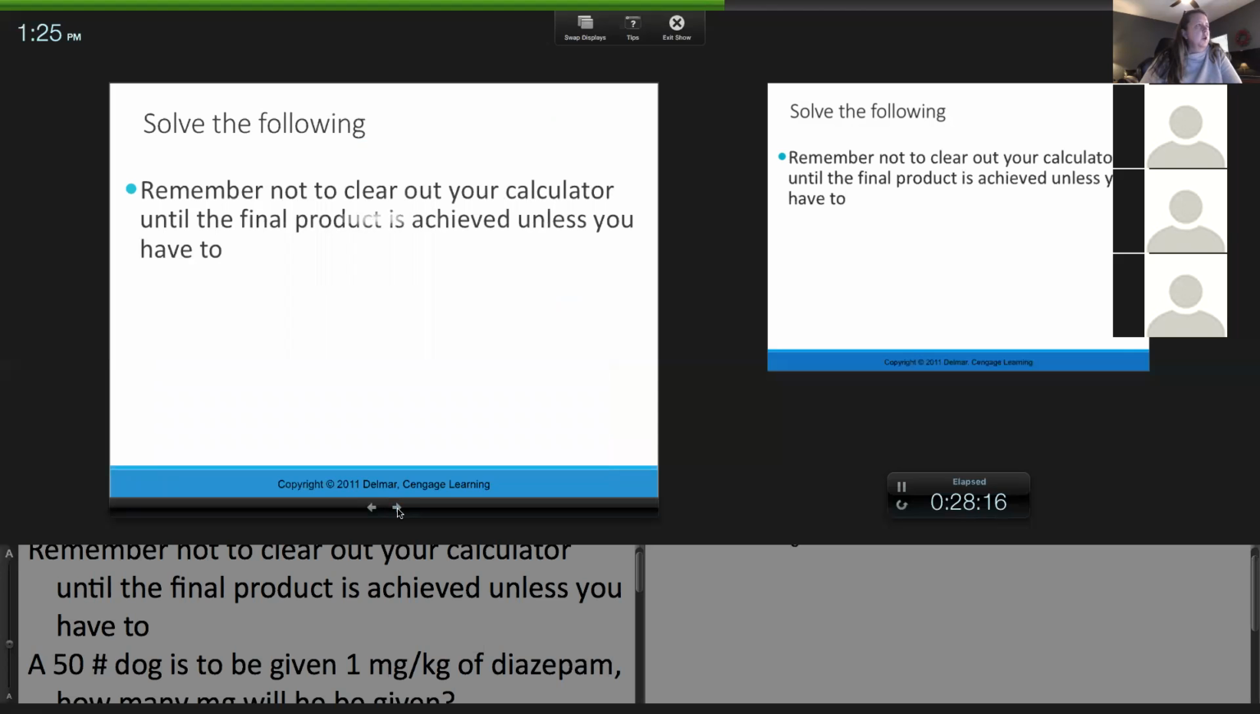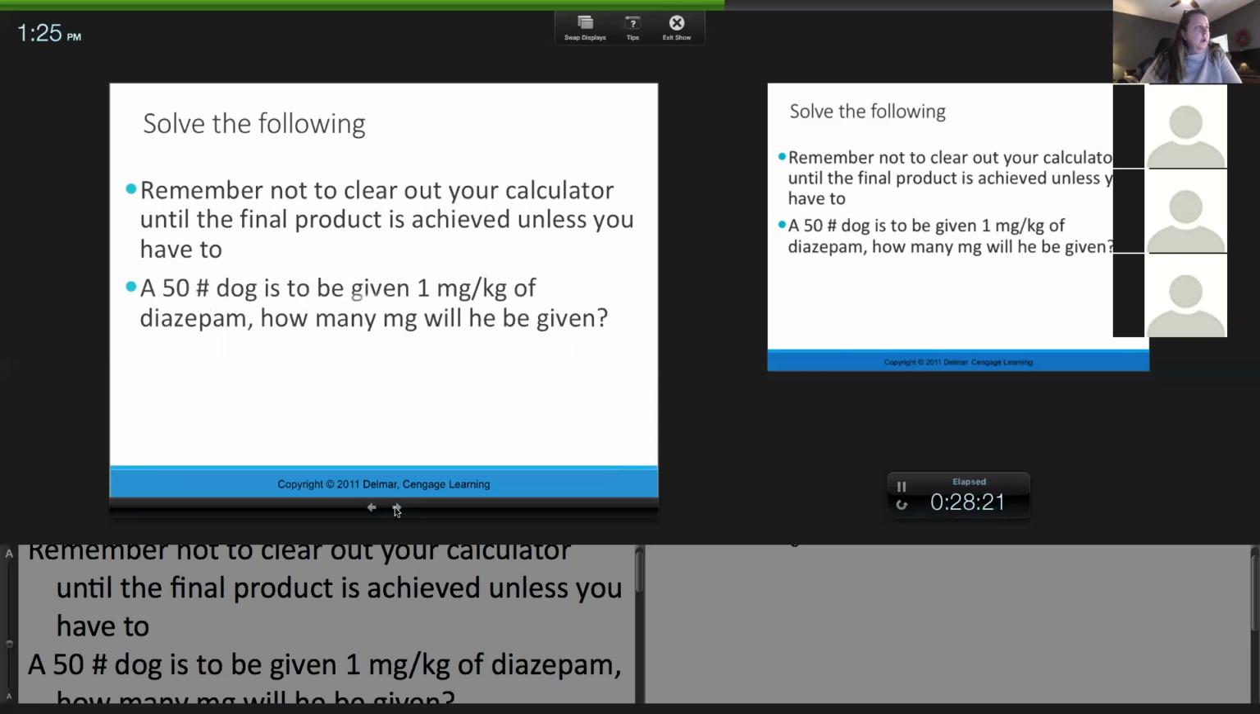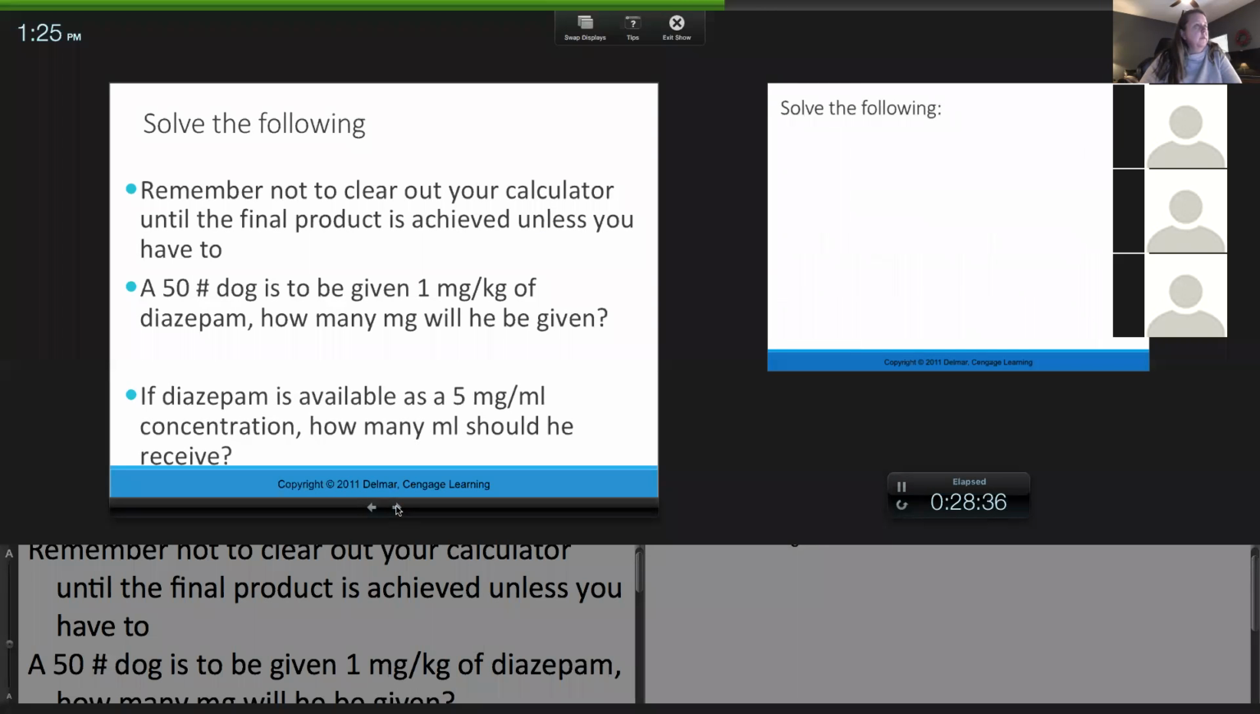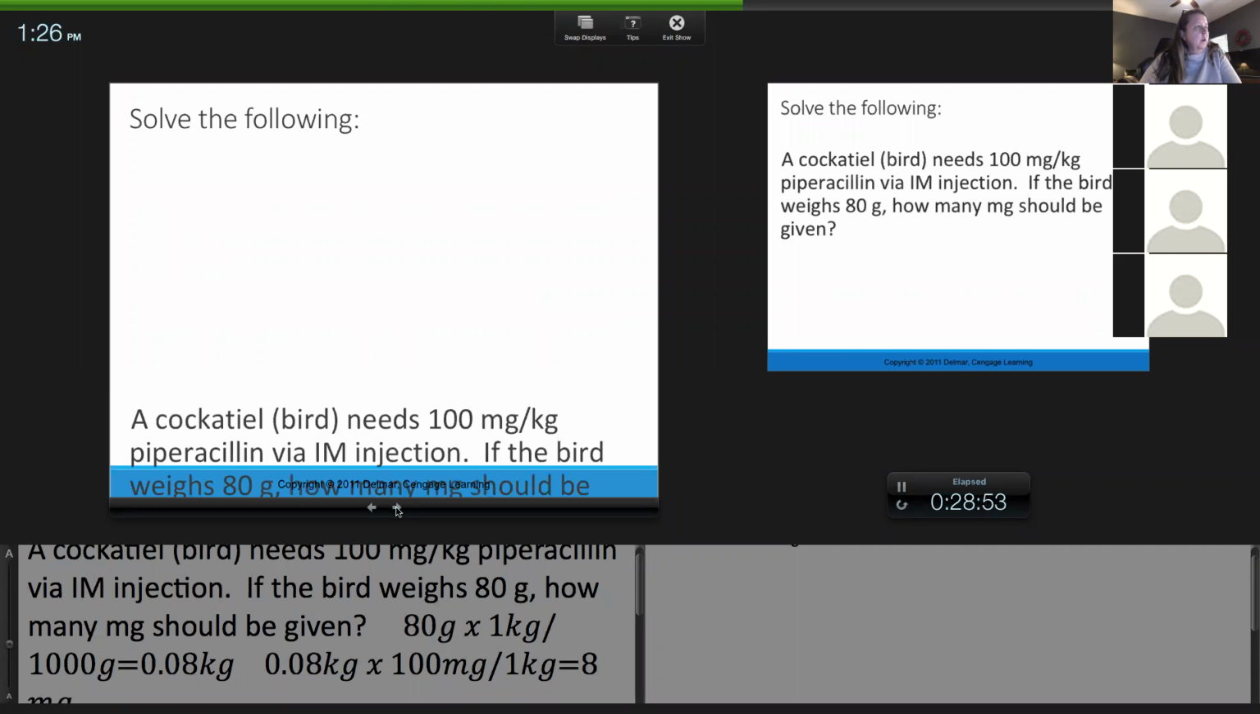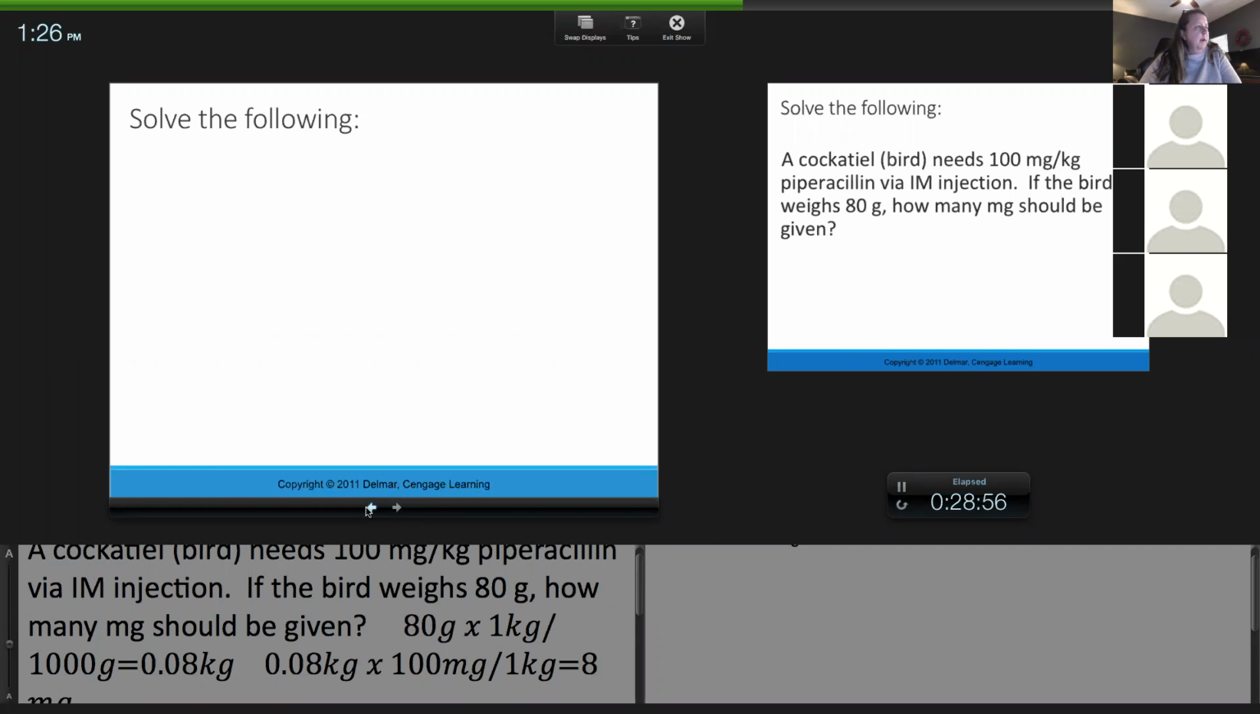Okay, so we're always going to clear out the calculator. You have a 50-pound dog, and the doctor wants 1 milligram per kilogram of diazepam. How many mgs is the patient going to get? First thing we have to do, and also diazepam is 5 milligrams per mL. So I have the dosage, 1 mg per kg, and then I have the concentration of my drug, which is 5 mgs per mL. Oops, let me go back, sorry.